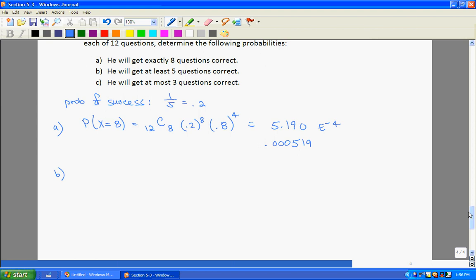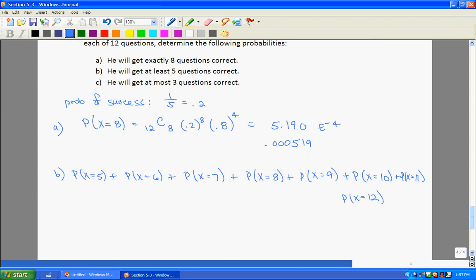What's the probability that he will get at least 5 questions correct? Well, that means the probability that it's 5 plus the probability that it could be 6 or 7 or 8 or 9 or 10 or 11 or 12, which means we would add up all of those individual probabilities.